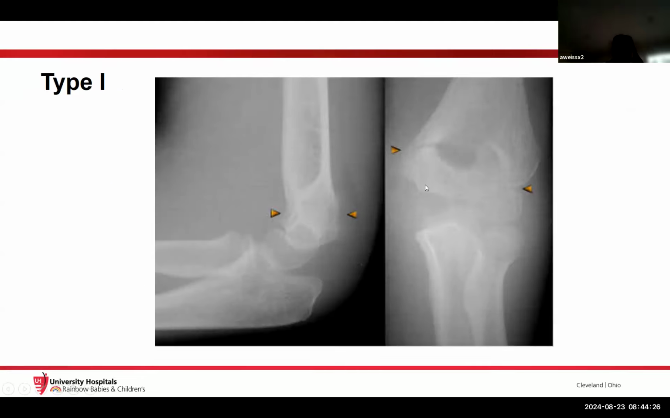So this is a standard type 1 that we'll see, and you can actually see the fracture line coming through here, and you can see the same thing on the lateral, but the anterior humeral line, if you draw that line, is intact, and the radiocapitellar line is intact on both views. So this can be easily managed conservatively in a long arm cast, depending on the age of the kid, and what time of year it is.